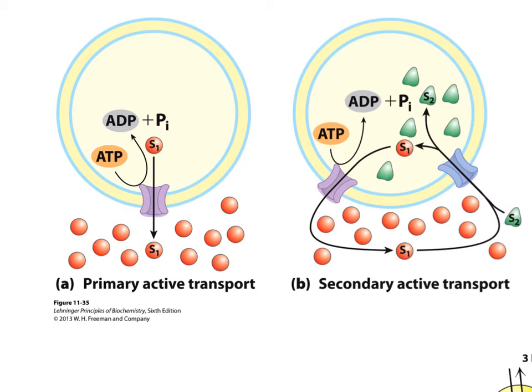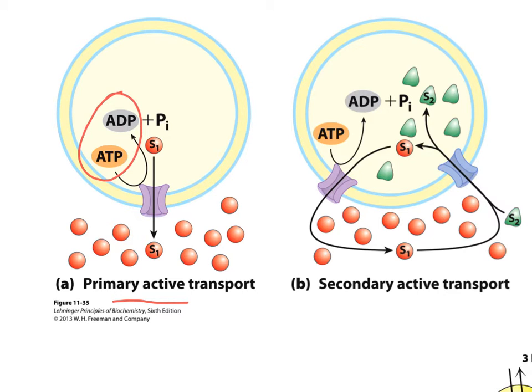The first type of active transport is known as primary active transport, and this is shown on the left-hand side. With primary active transport, we are going to be deriving our energy to move solute 1 across its concentration gradient by the hydrolysis of ATP. So ATP is our energy source in this example.